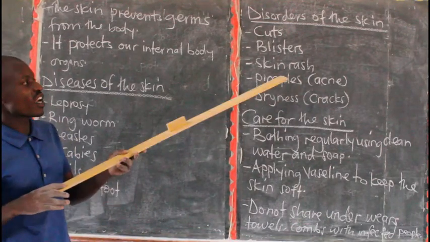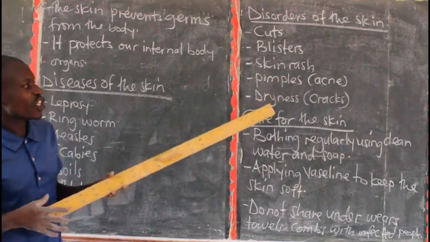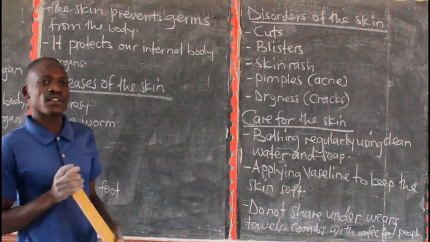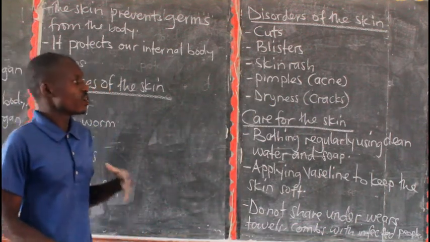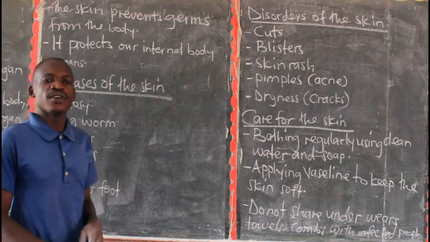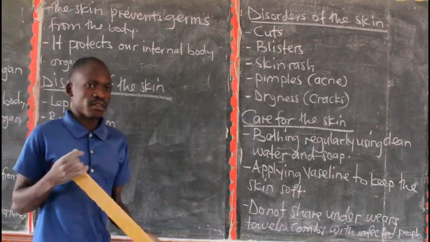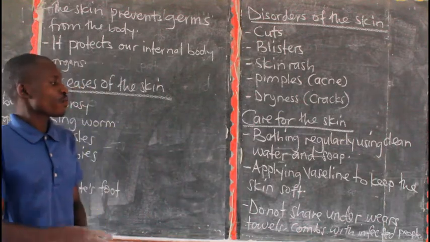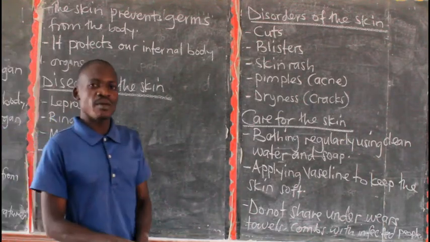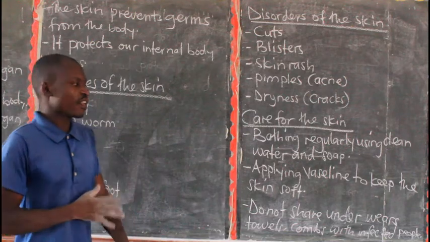Then we have skin rash. You know rashes. Pimples. These ones affect the faces. Mostly when you have reached the adolescent stage, you cannot skip it. Then we have dryness or cracks. Some people don't want to apply Vaseline on their body. You find the skin cracking.